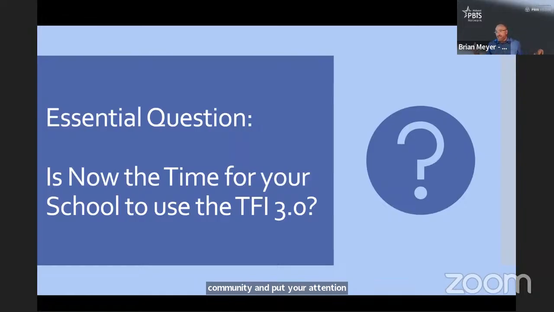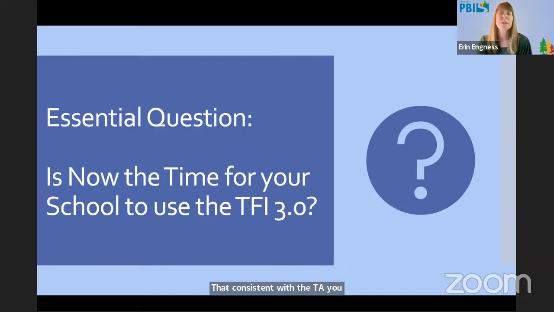I think that just honors the fact that this is a framework, but you're making the local decisions on its application. I don't know. Aaron, I think you had asked that question. Is that consistent with the TA that you guys provide? Does it feel different to you? No, that doesn't feel different.